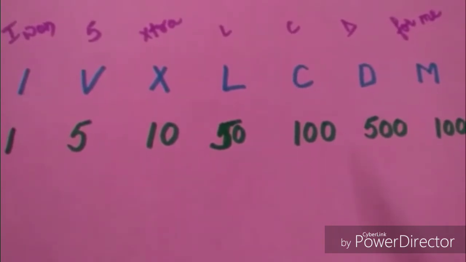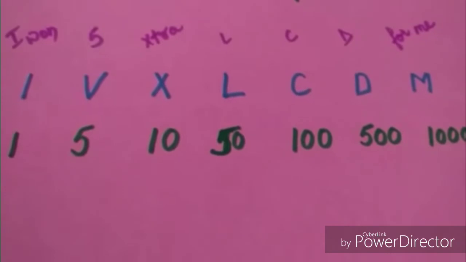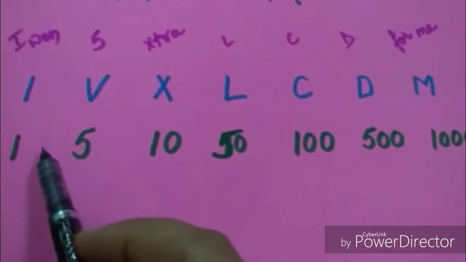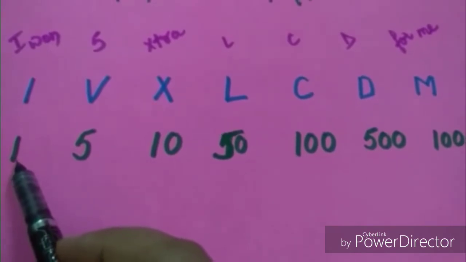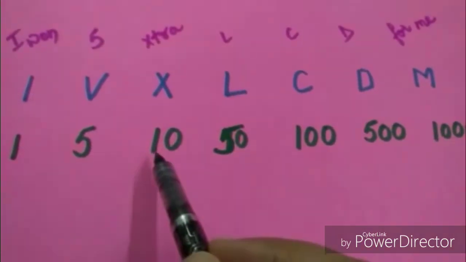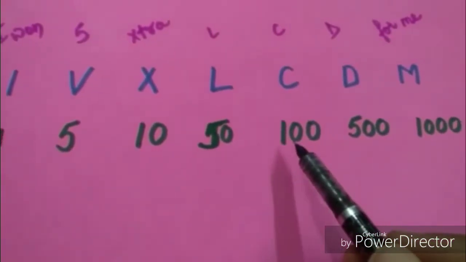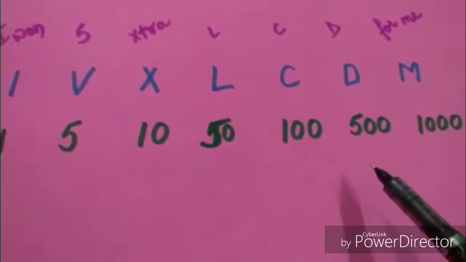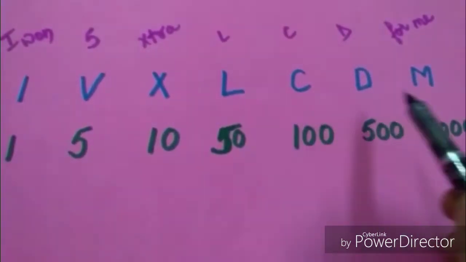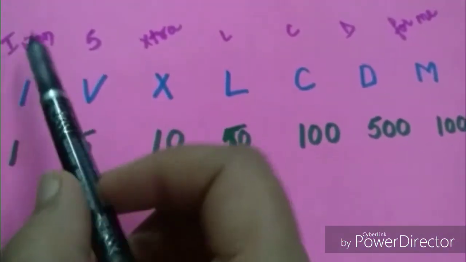So children, I am going to tell you a very quick method now. What you have to learn is this: first you write 1, then 5, then 1 with 0, then 5 with 0, then 1 double 0, 5 double 0, then 1 triple 0. And how to learn all these alphabets? See, this is the method.